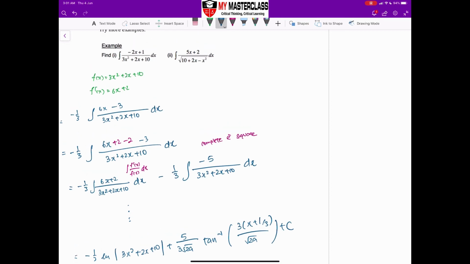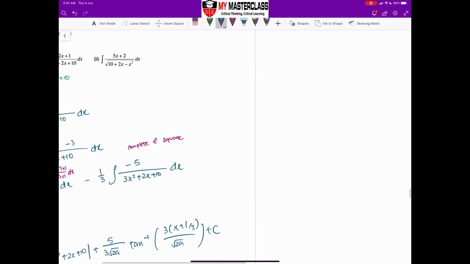So same thing, part 2. I'm just going to do a very quick splitting of the numerator with you, so that you can actually go and try on your own. Part 2, same thing. I'm going to just quickly find out what my f prime x is. So my f prime x will then be equal to minus 2x plus 2.